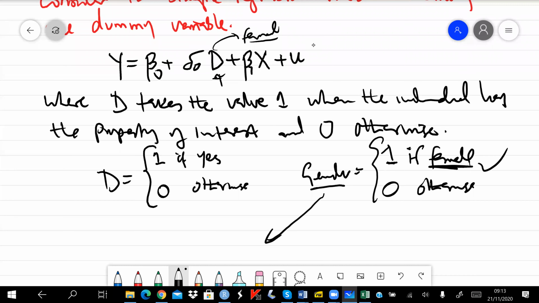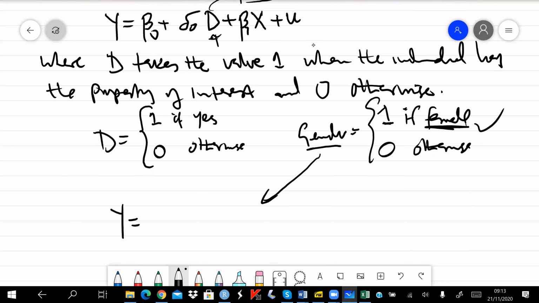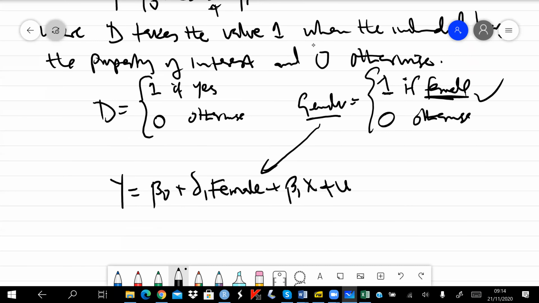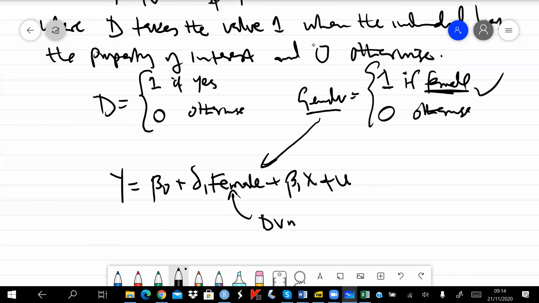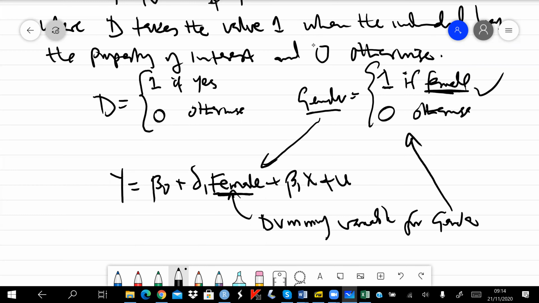In this case, the model will look like this: beta naught plus delta 1 female, plus beta 1 of x plus u. This is the dummy variable for gender. That's how you interpret it. You put 1 if you're talking about a female person, and 0 if you're talking about the other gender.